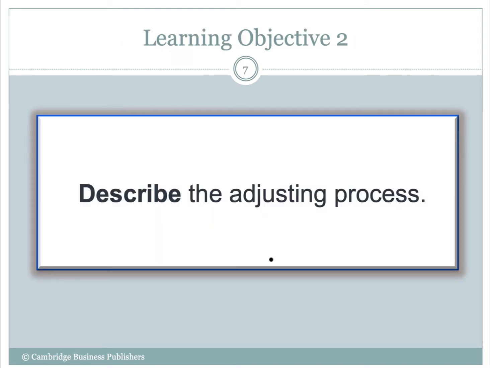What exactly is the adjusting process? Why do we do it? Well, we've already studied accruals, right? We know that under the accrual basis of accounting, recognition and cash flow are totally different, right? Two totally different things. Cash, or the receipt or payment of cash under accrual basis, does not dictate recognition, okay?